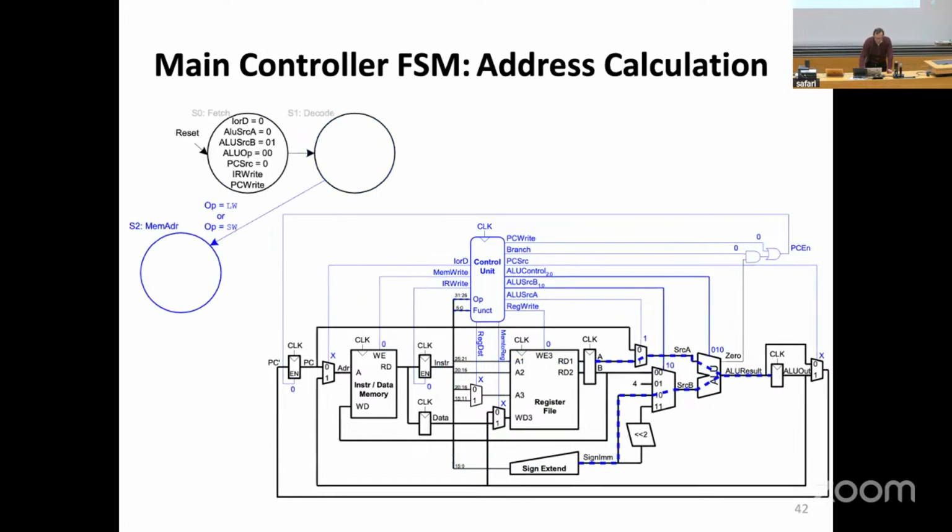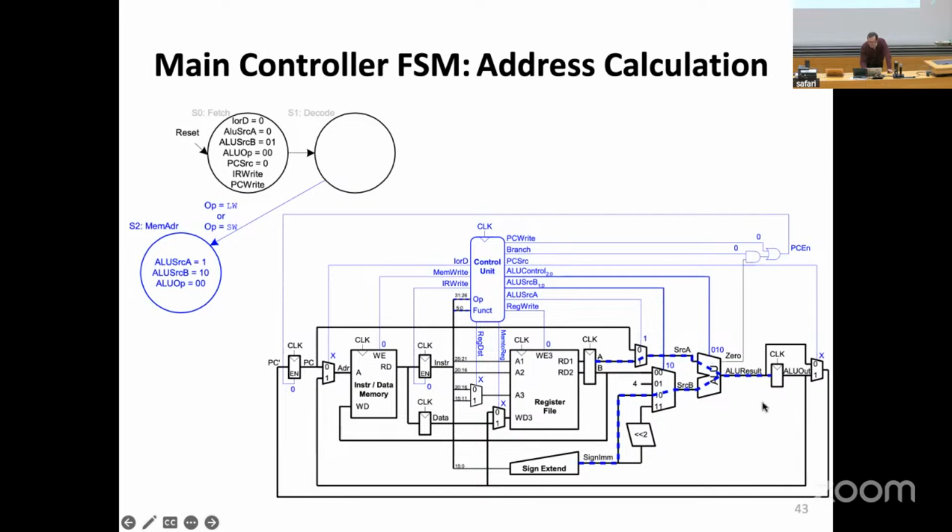Okay, so the next state, let's assume that the opcode is load word or store word. We jump to this state. Both of them go through a memory address calculation stage clearly. So we consolidate the finite state machine for both of them in the same state over here. So this is the address calculation stage. We set ALU source A to essentially come from the register file, base register. ALU source B to 1, 0, which is sign extend immediate. And we set the ALU operation to add.